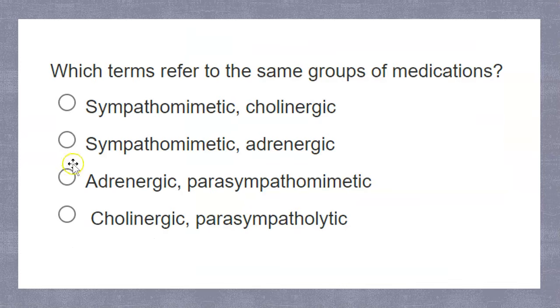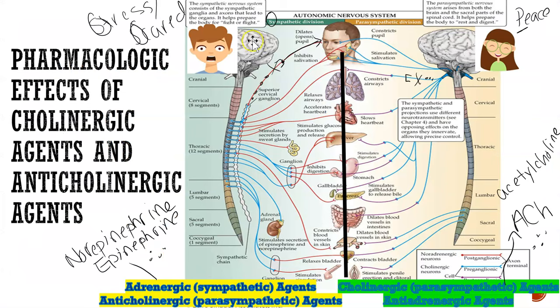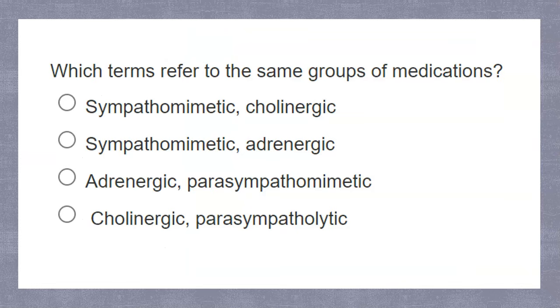So let's look at this. Which terms refer to the same groups of medications? This may look confusing in the beginning, but let's go over it together. Let's look at this first option, sympathomimetic, cholinergic. Do they go together? Well, let's see. Sympathomimetic is over here. Is cholinergic a word that you see here? No, I see anticholinergic, but not cholinergic. So no, that is not an option.